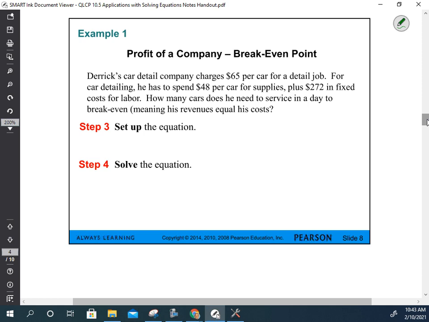All right, so let's set up the equation. So, Derek's car company charges $65 per car. Do I know how many cars that he worked on? No. So that's 65 times the number of cars that he's going to work on. So $65 per car is 65x.